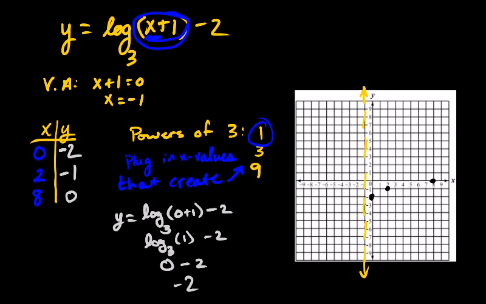And you're just going to make a nice curve down and curve up. And if you have to give the domain and range, the domain is now the x values greater than negative 1, so it'll be negative 1 to infinity. And the range will still be all real numbers like that.